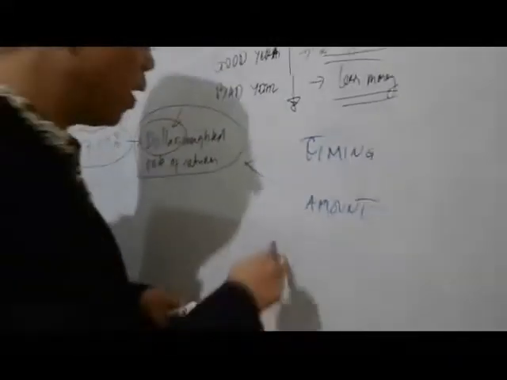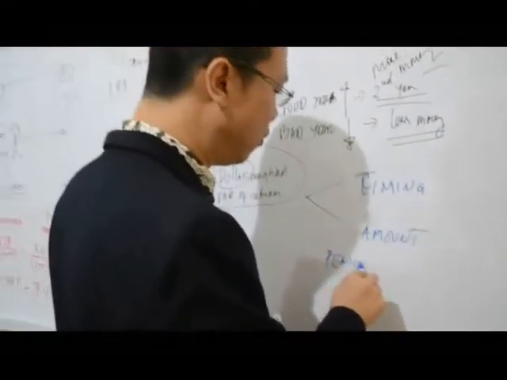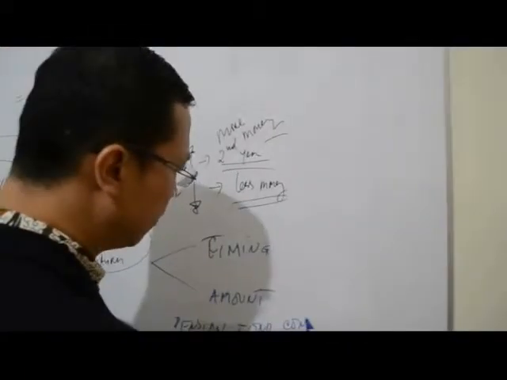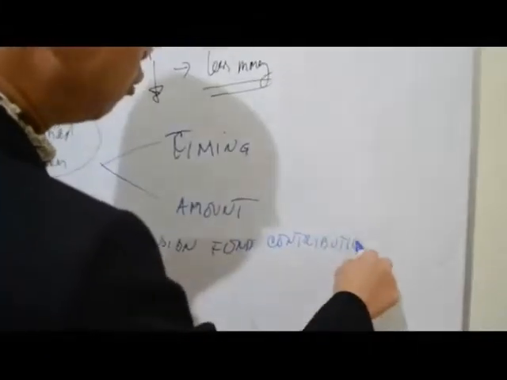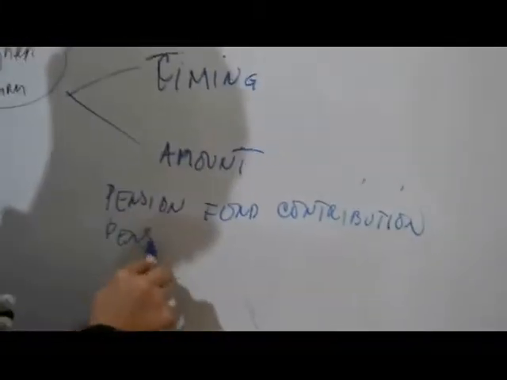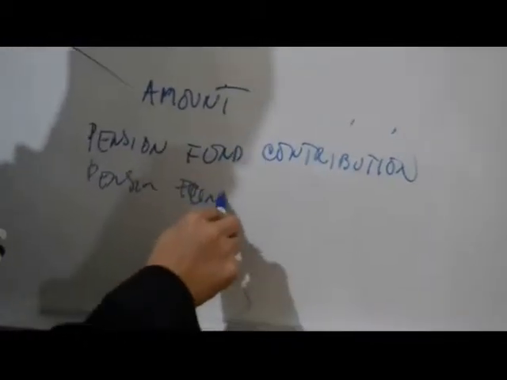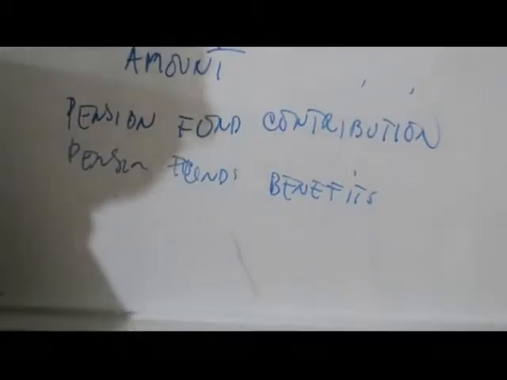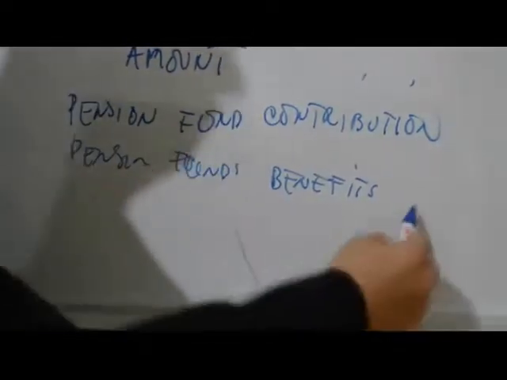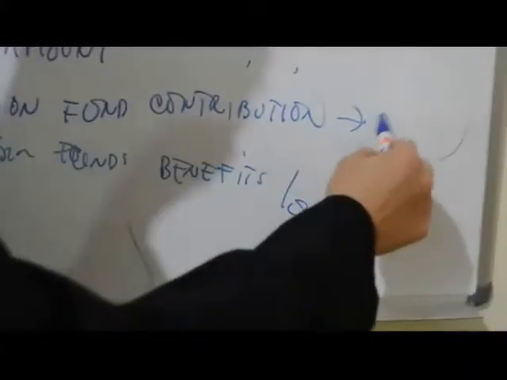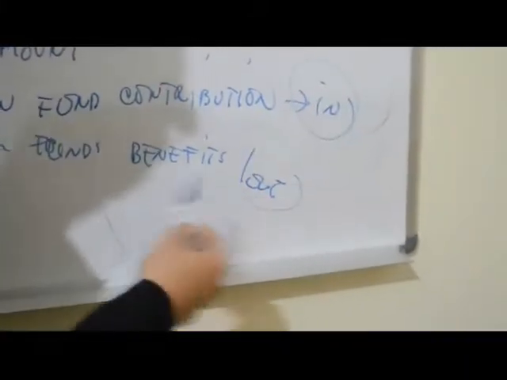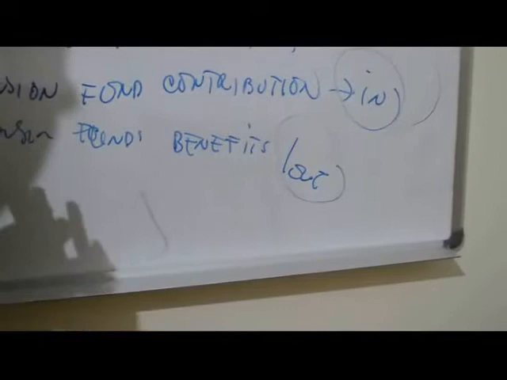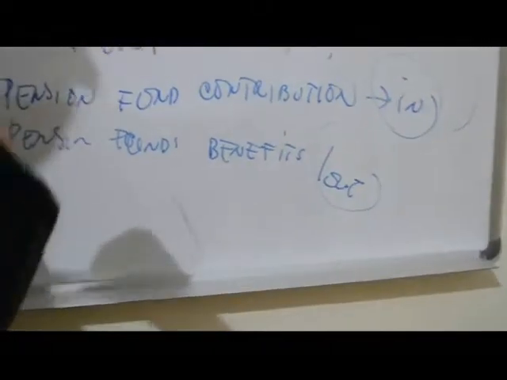For example, in the pension fund, we have what we call pension fund contribution. This is your cash inflows, and then you have a pension fund benefit. This is when you pay to the benefit holders, the beneficiaries. So this is out, and this is in. And as a pension fund manager, you have no control of this. So these facts make it very interesting.